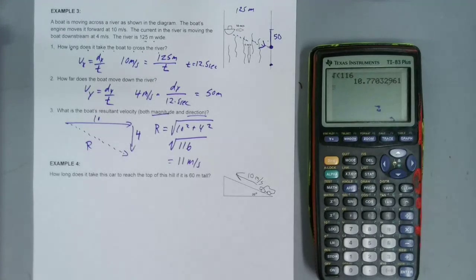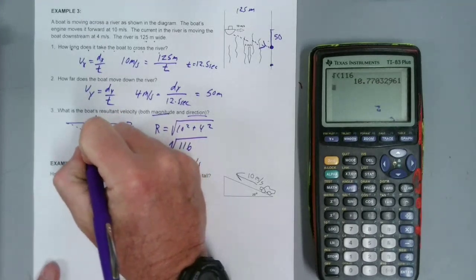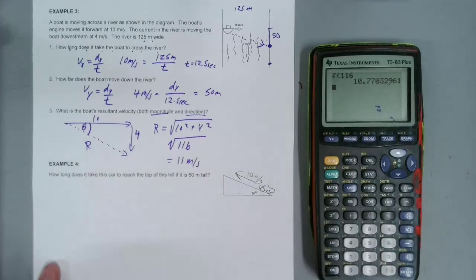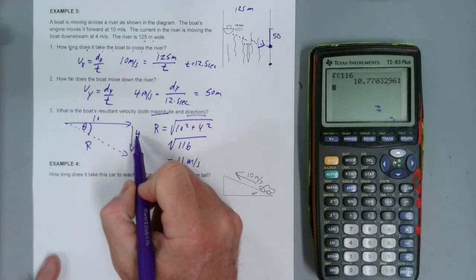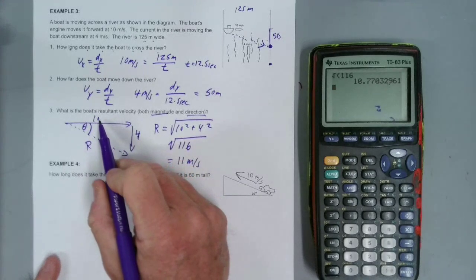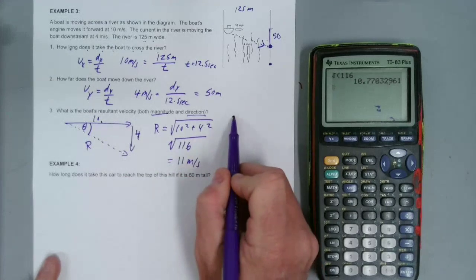But which direction was it moving? And we want to be exact. We want to talk about this angle here. Well, how do we get that angle? Well, this is going back to SOH CAH TOA. We know the opposite and we know the adjacent. That's my tangent function again.